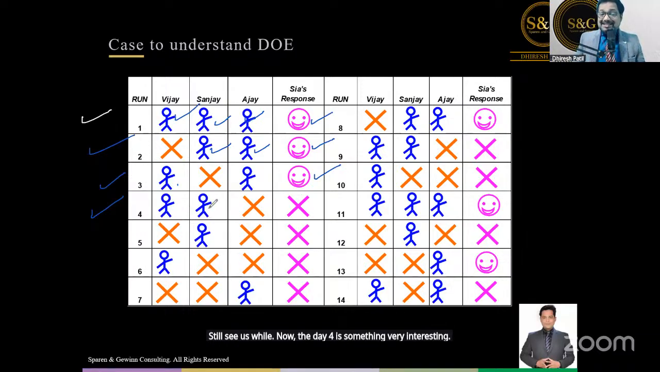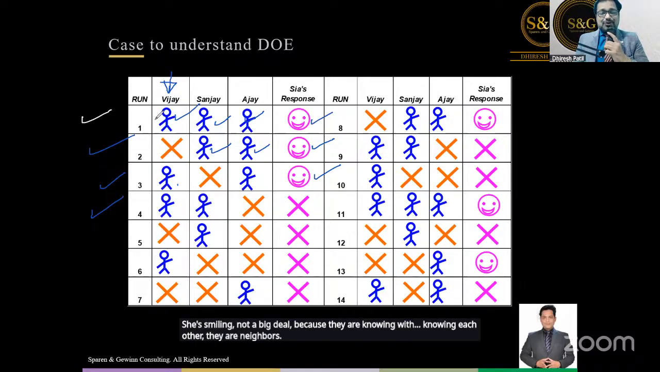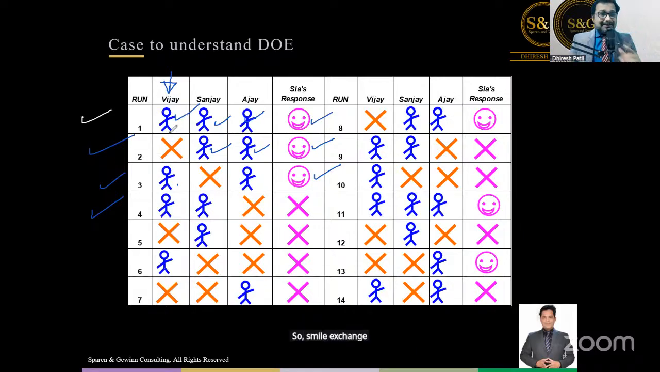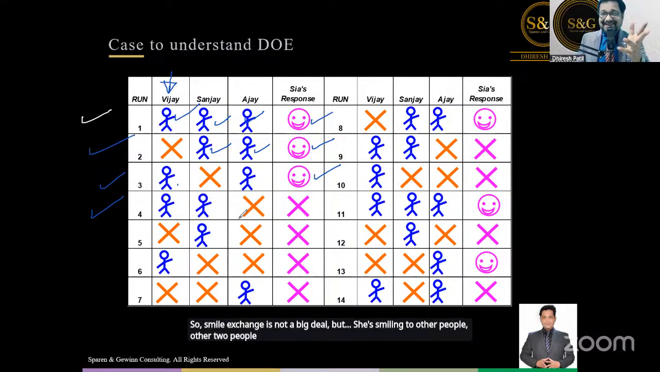Vijay and Sanjay were there. Now, she is Vijay's neighbor. Remember this. She is Vijay's neighbor. So when Vijay is there, she is smiling. Not a big deal because they know each other. They are neighbors, so a smile exchange is not a big deal. But she is smiling at the other two people. It is something very interesting.